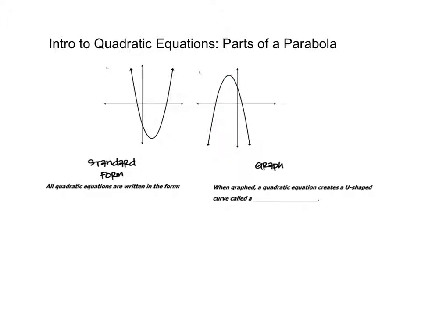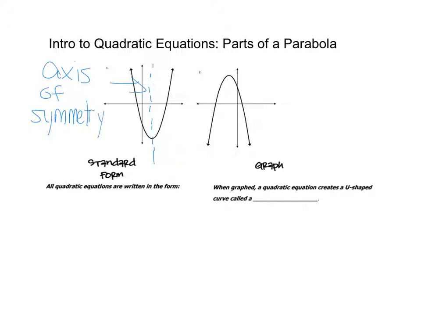So this is not linear. These are not lines. This is a new type of function that you're going to be introduced to. Now, a parabola has parts. Notice that it's symmetrical. There is a line through here that cuts that parabola in half. And that line is called the axis of symmetry.